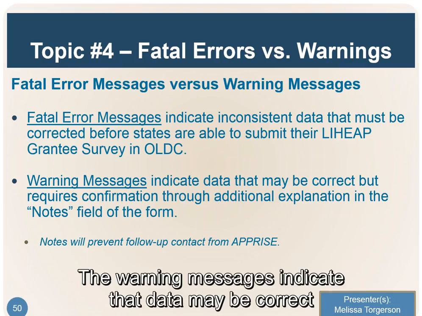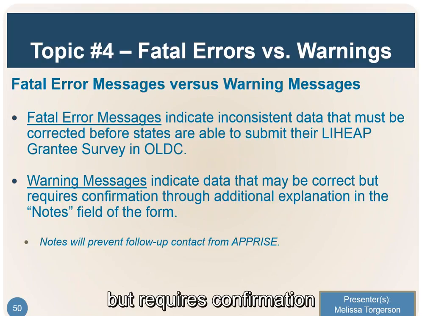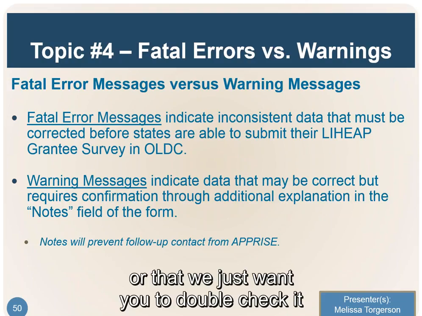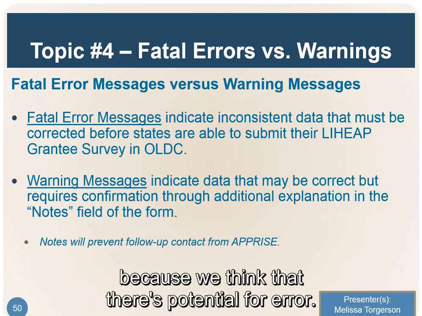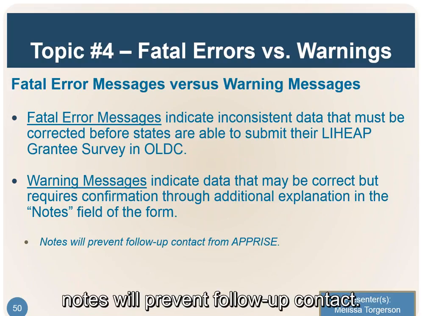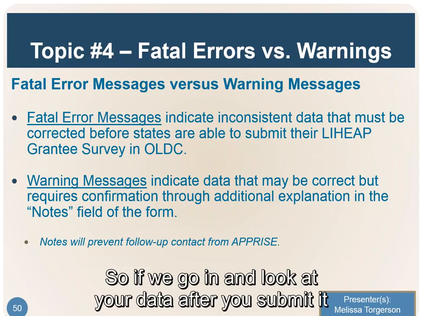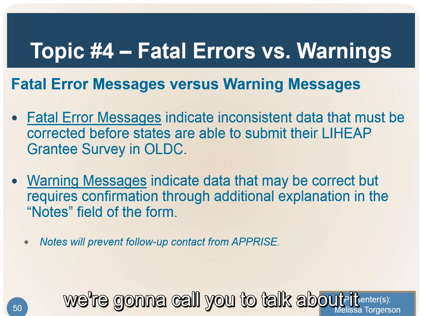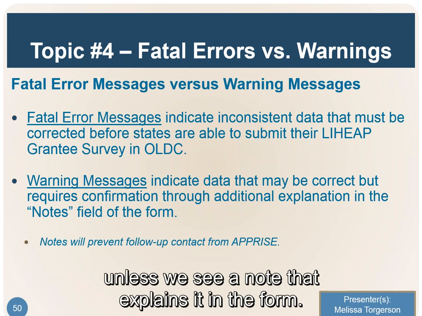The warning messages indicate that data may be correct but requires confirmation, either through additional explanation in the notes field or that we just want you to double check it because we think that there's potential for error. And as we always say in these webinars, notes will prevent follow-up contact. So if we go in and look at your data after you submit it and we see potential inconsistencies, we're going to call you to talk about it unless we see a note that explains it in the form.